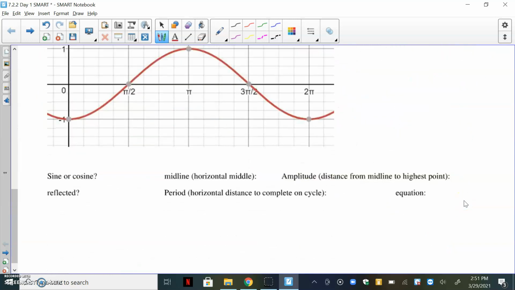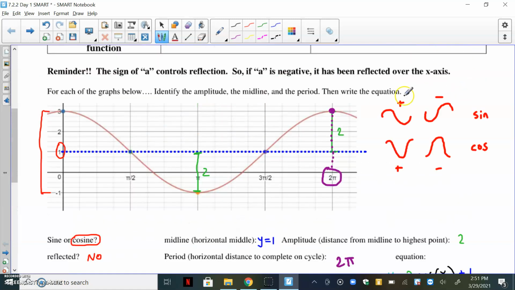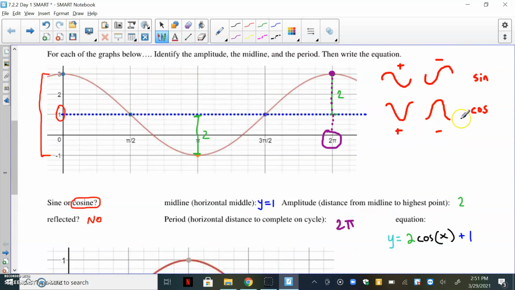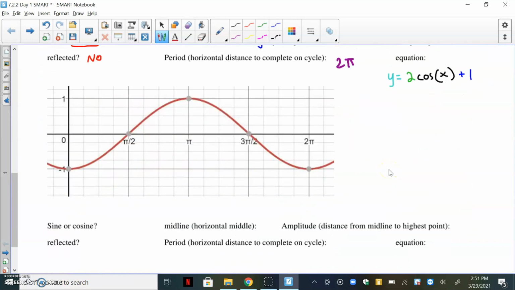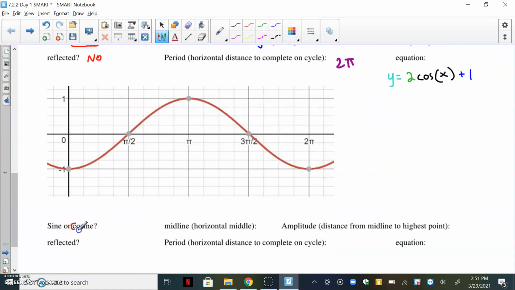Alright, on to the next one. Here we have another cosine graph. Hopefully you'd recognize it by these pictures. This one actually happens to be a reflected cosine graph because it's following this mountain type look here. So we can definitely start with this part.